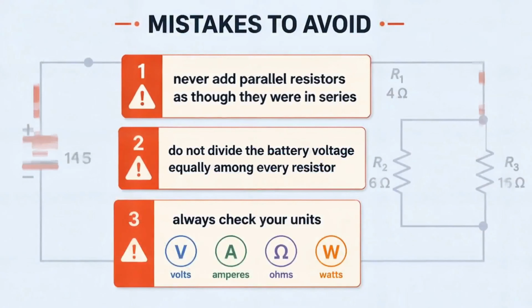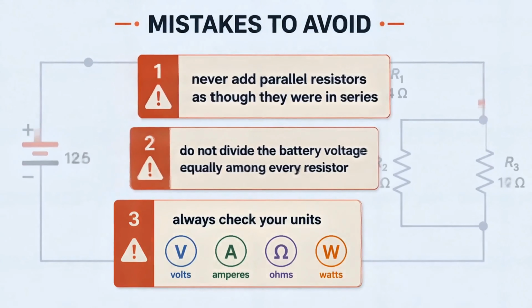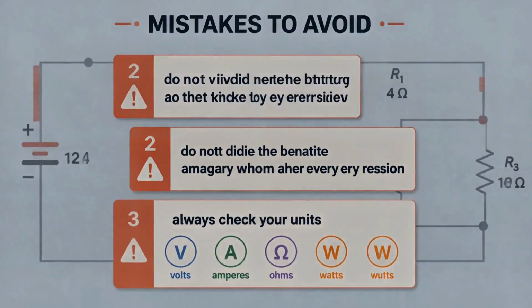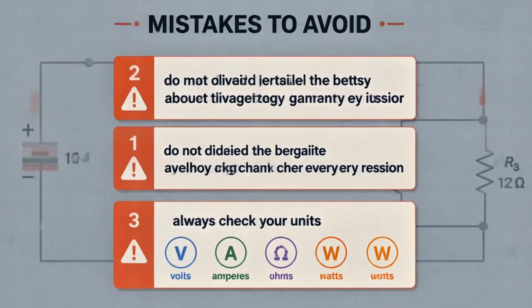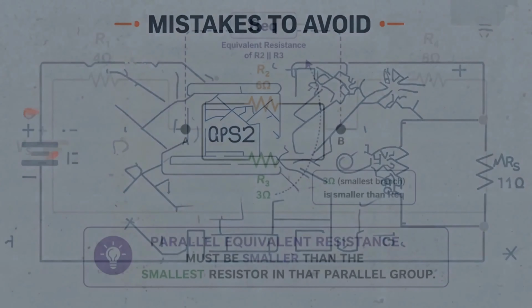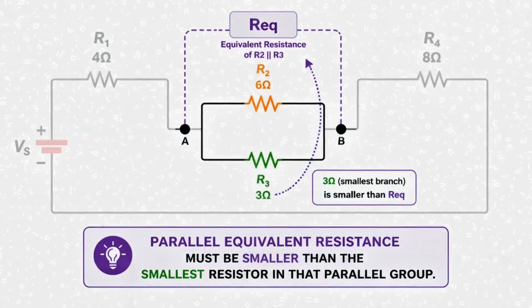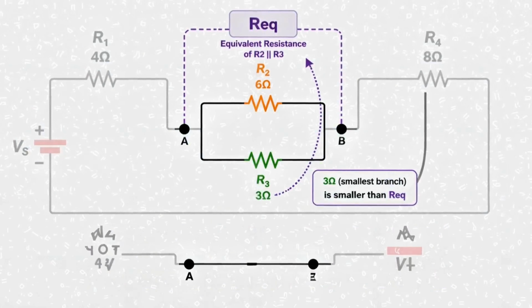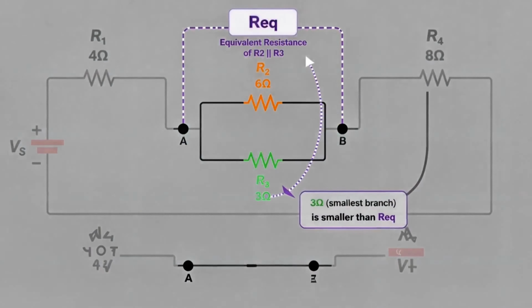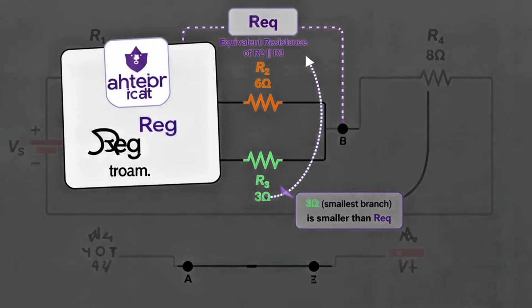Here are 3 mistakes to avoid. First, never add parallel resistors as though they were in series. Second, do not divide the battery voltage equally among every resistor. Parallel branches have the same voltage across them. Third, always check your units. Voltage is measured in volts, current in amperes, resistance in ohms, and power in watts. And remember, your parallel equivalent resistance must be smaller than the smallest resistor in that parallel group. These quick checks can catch most errors before they reach your final answer.